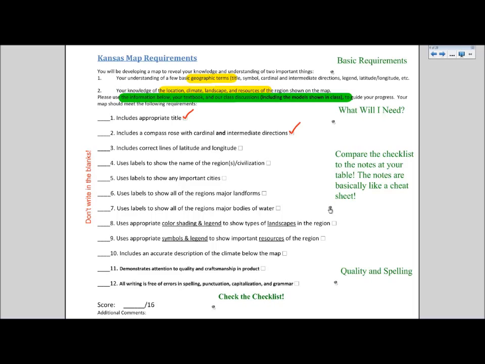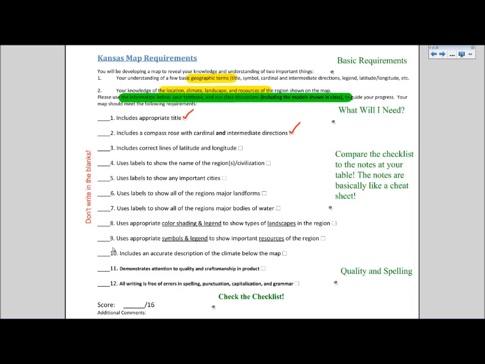Let's take a closer look at the checklist. The first few items are items that can be found on maps in your textbook, like title, or cardinal and intermediate directions on a compass rose, or even latitude and longitude, which a lot of times can be found in the atlas. But starting with number 4, you'll see that most of the rest of the checklist matches up exactly with the notes at your table.